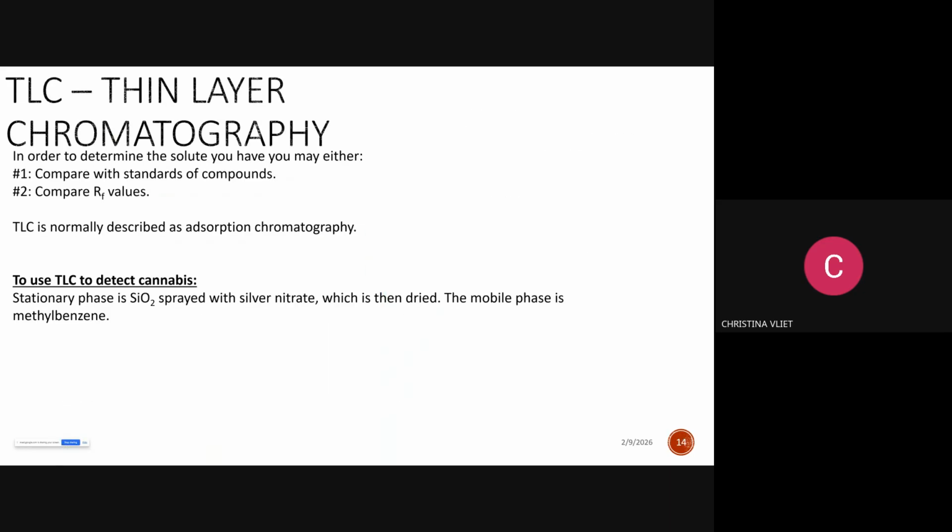So it's normally described as adsorption chromatography, that D again being important: whatever your ink is, it's not going through, it's staying on top of the surface.